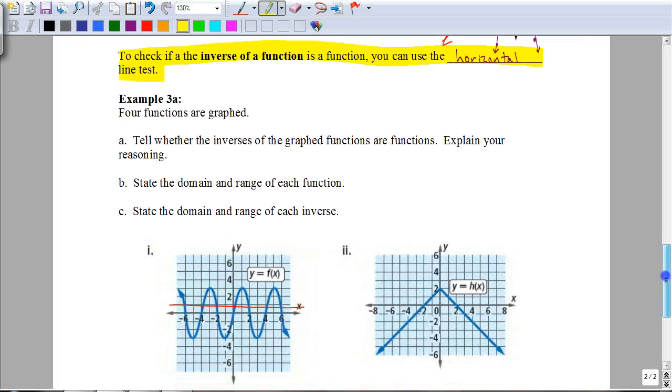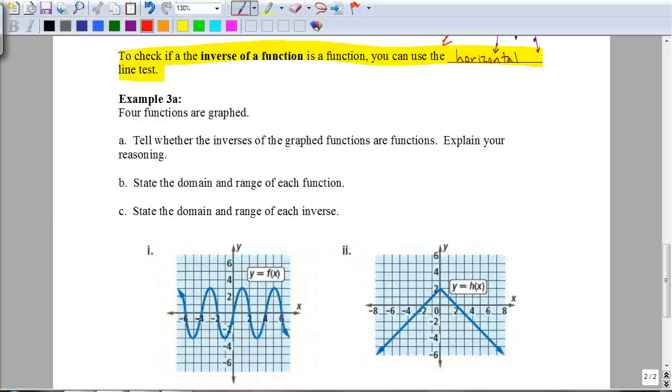Let's look at some examples. Let's look at this first one here. It says, tell whether the inverses of the graphed functions are functions, and explain your reasoning. So we can tell by looking at just this specific function, by using the vertical line test, that this graph is a function, because no matter where I draw a vertical line, it's going to pass through just 1 point.